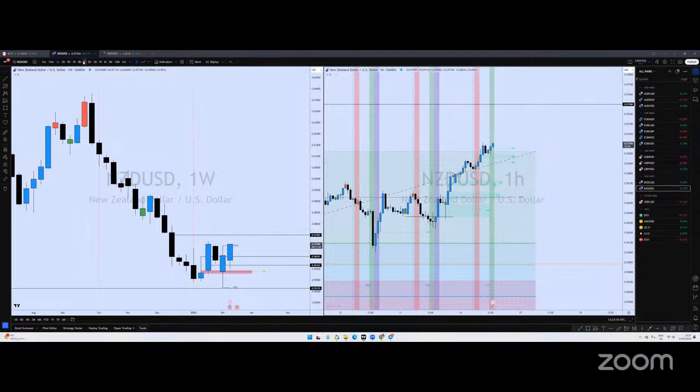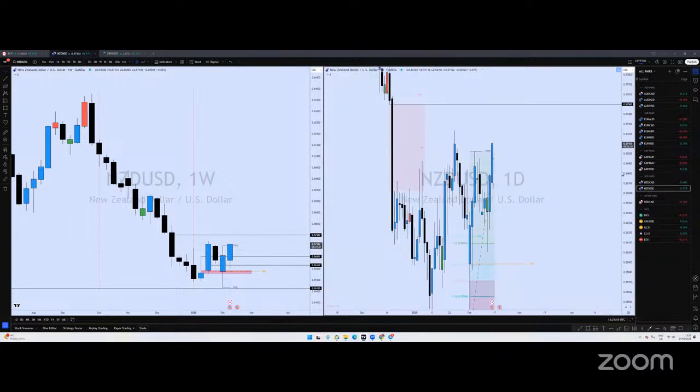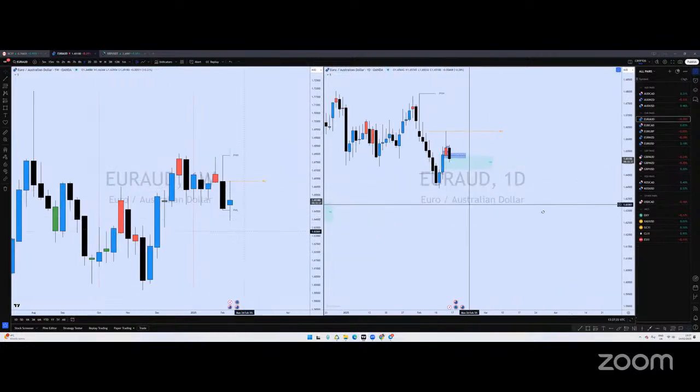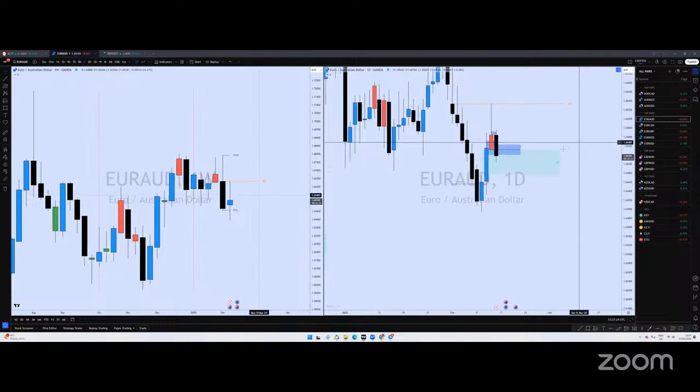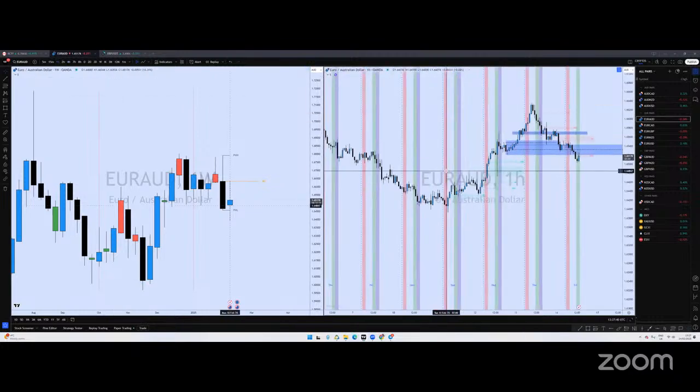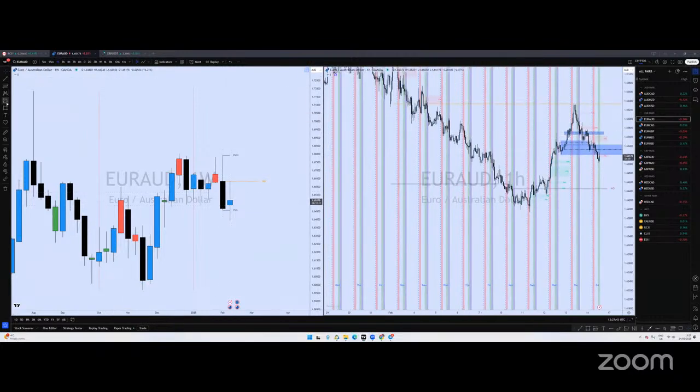So that's that for the New Zealand. Euro Aussie, I think we will resume going lower. I actually got an entry on that. I got stopped out, but I got an entry. Same area, same level, same entry. Let me go to the 1 hour. I was here. So you can see that same area right there.